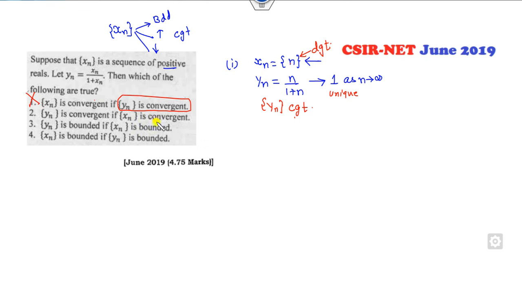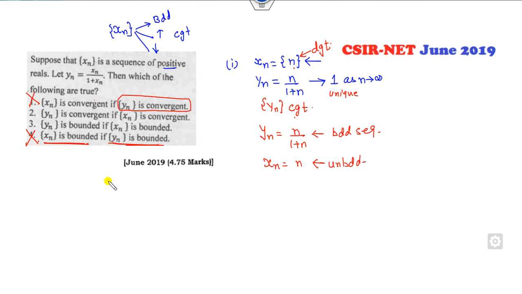Now, xn is bounded if yn is bounded. Clearly, yn equal to n over 1 plus n is a bounded sequence. So this property is satisfied. Then it says xn is also bounded, but clearly xn equal to n is an unbounded sequence. So this option is also cancelled.